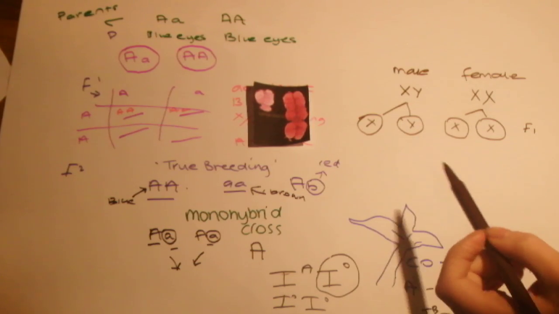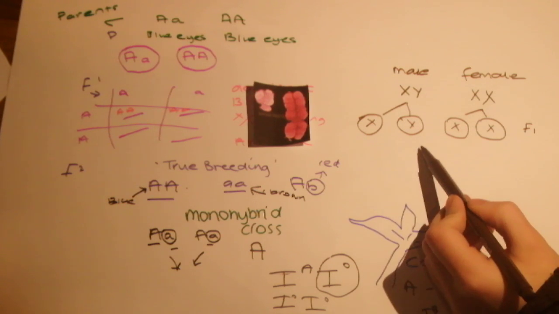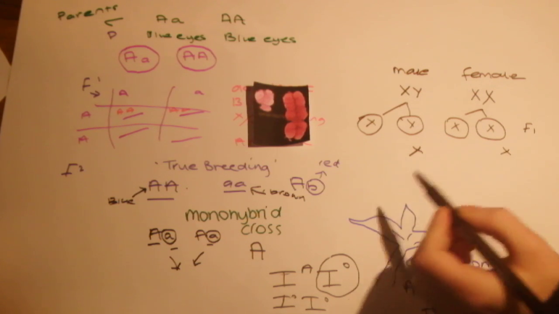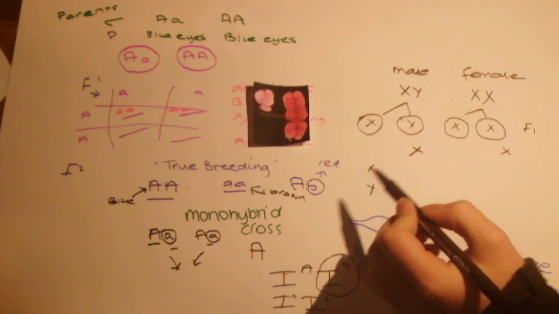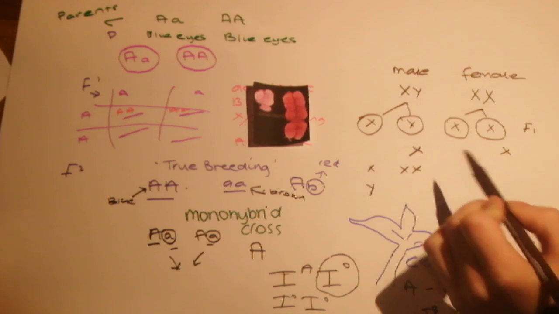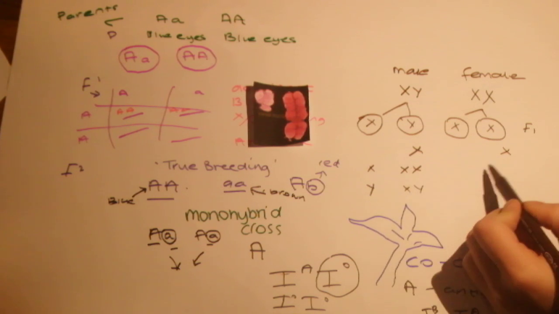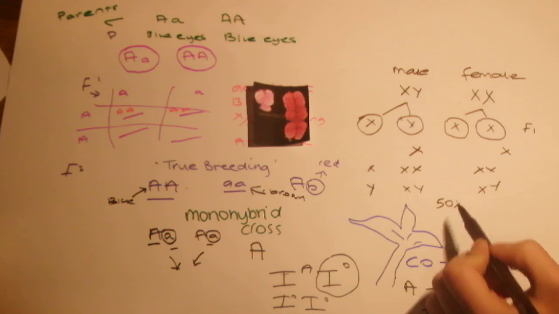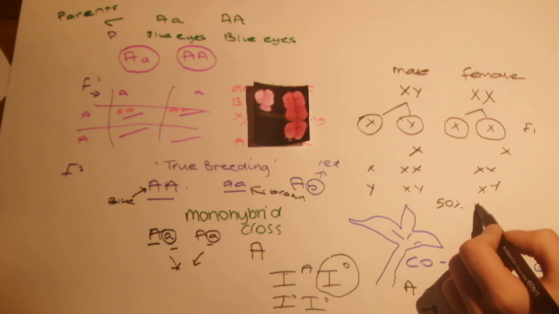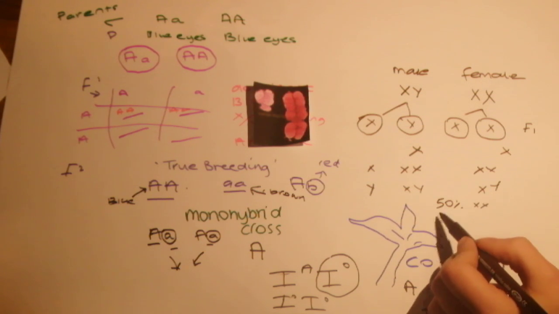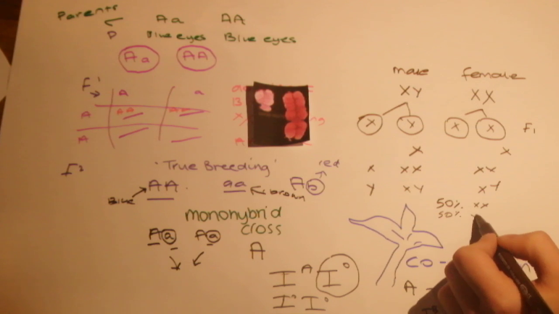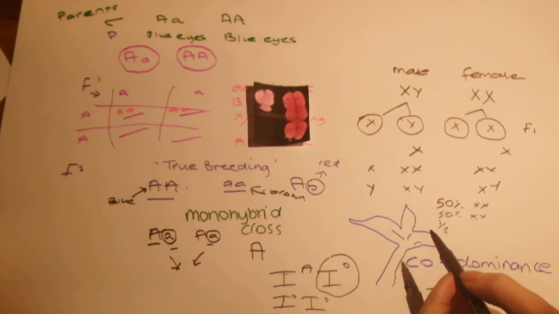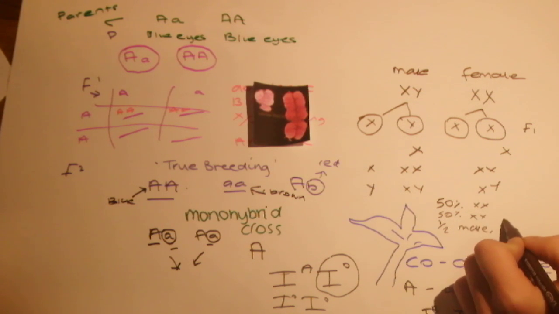So if you put that into a little Punnett square, you can see that you can get half and half. Half of the offspring is female, half of the offspring is male. That'd be XX, and the XX, as we can see, is female. XY is male. So you would say 50% of offspring is XX, and 50% of offspring is XY, which would mean a half of the offspring is male, and a half is female.